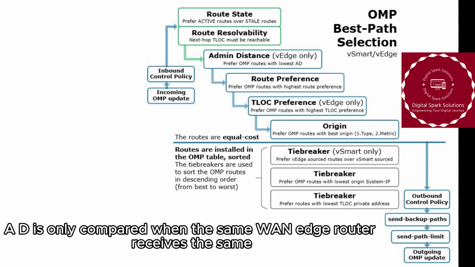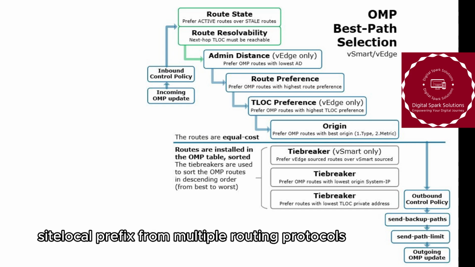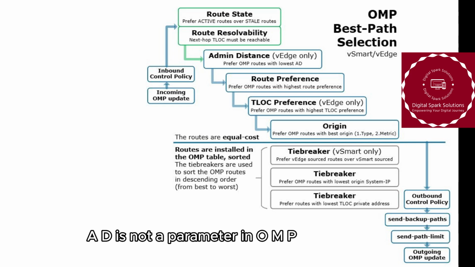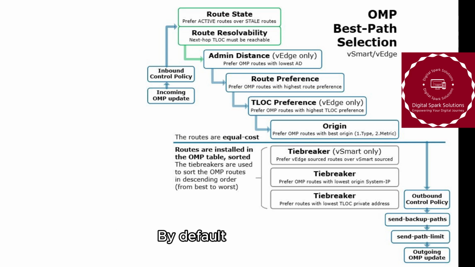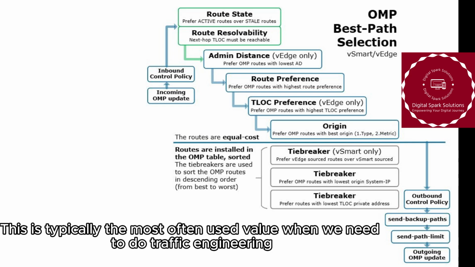AD is only compared when the same WAN edge router receives the same site local prefix from multiple routing protocols. AD is not a parameter in OMP, is not advertised, and does not influence vSmart. Prefer routes with a higher route preference value. By default, all OMP routes have 0 preference. This is typically the most often used value when we need to do traffic engineering.